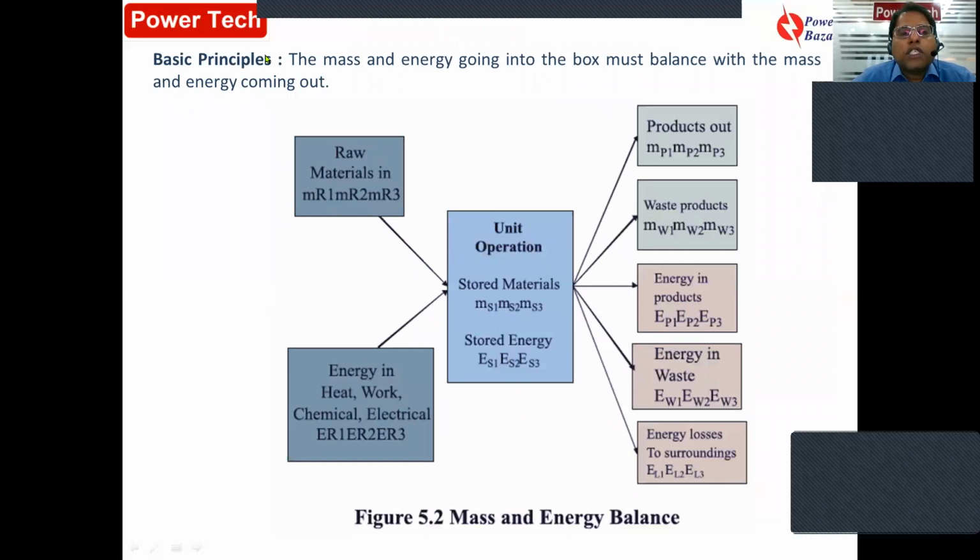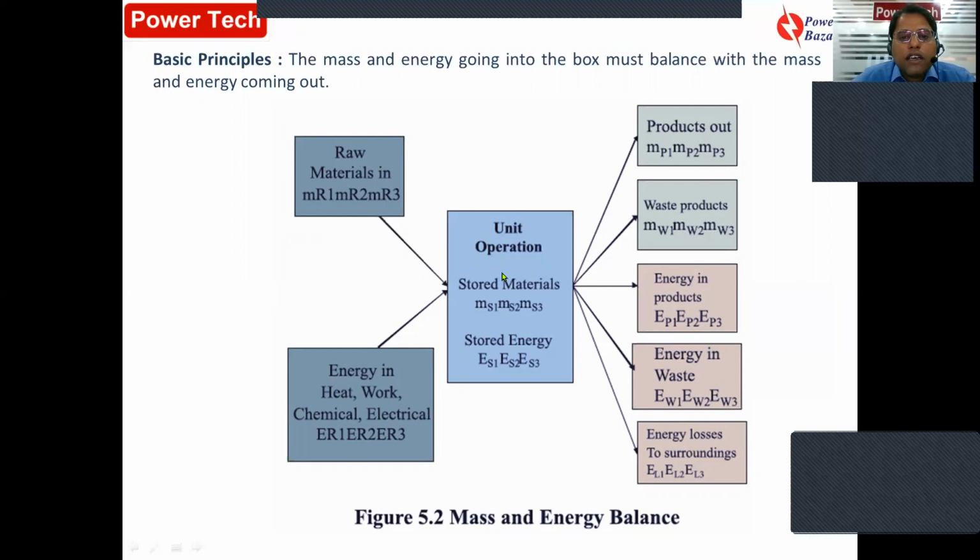Now, what is the basic principle? The basic principle says that the mass and energy going into the box must balance with the mass and energy coming out. That means in case of any unit, in case of any process, the total mass and energy going in is equal to the total mass and energy coming out. So energy in should be equal to energy out, and mass in should be equal to mass out. This is known as material and energy balance. This is the basic principle.